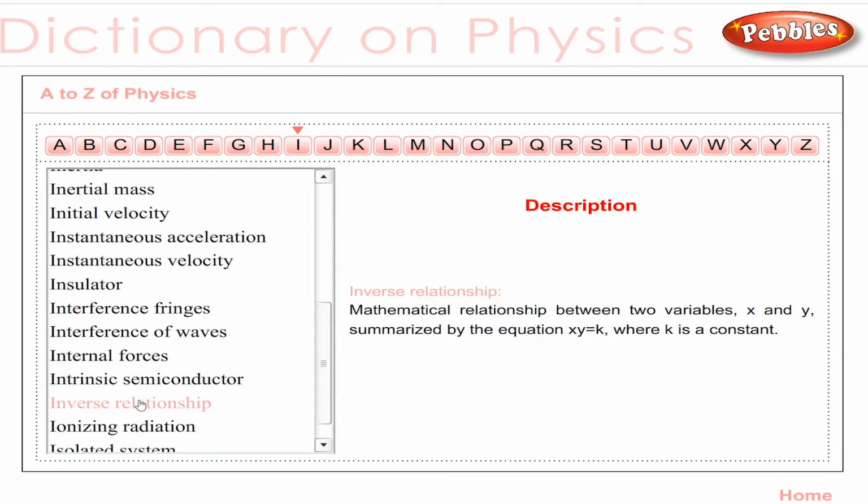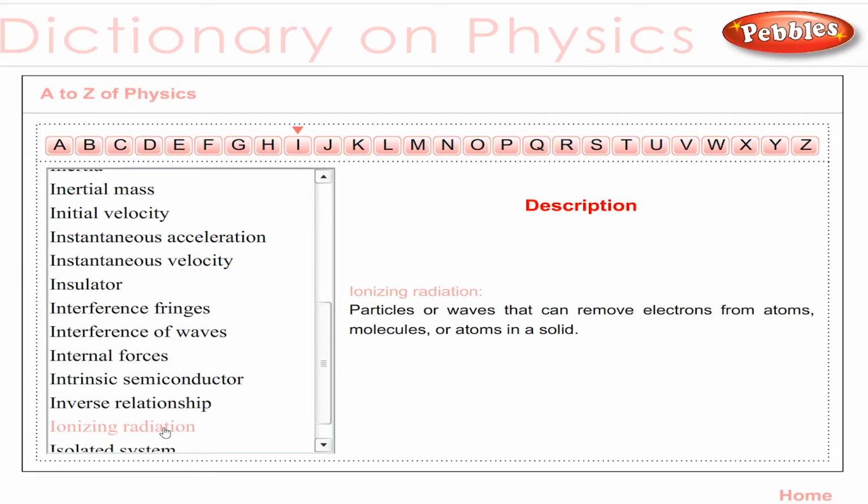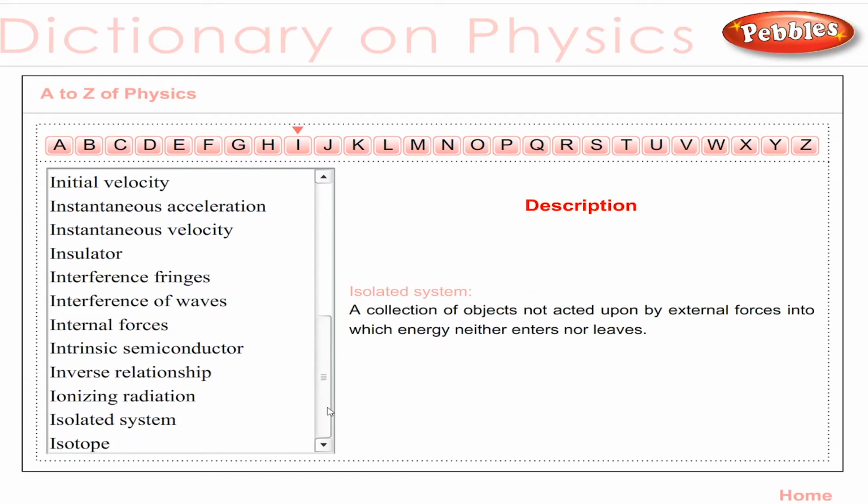Inverse relationship. Mathematical relationship between two variables, x and y, summarized by the equation xy equals k, where k is a constant. Ionizing radiation. Particles or waves that can remove electrons from atoms, molecules or atoms in a solid. Isolated system. A collection of objects not acted upon by external forces, into which energy neither enters nor leaves. Isotope. Atomic nuclei having same number of protons but different numbers of neutrons.